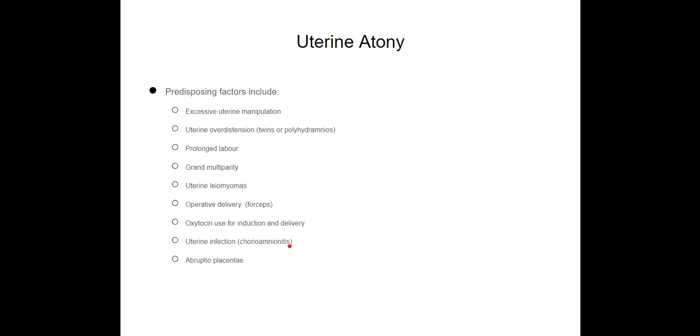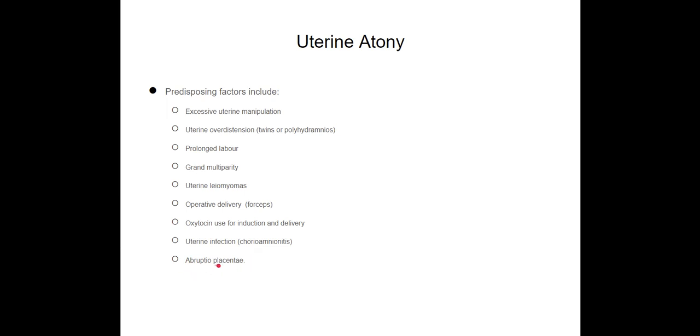This is commonly seen if the patient had premature rupture of membranes and the uterus is exposed to the external world, predisposing to infection. So the infection within the uterus can prevent the uterus from contracting adequately.